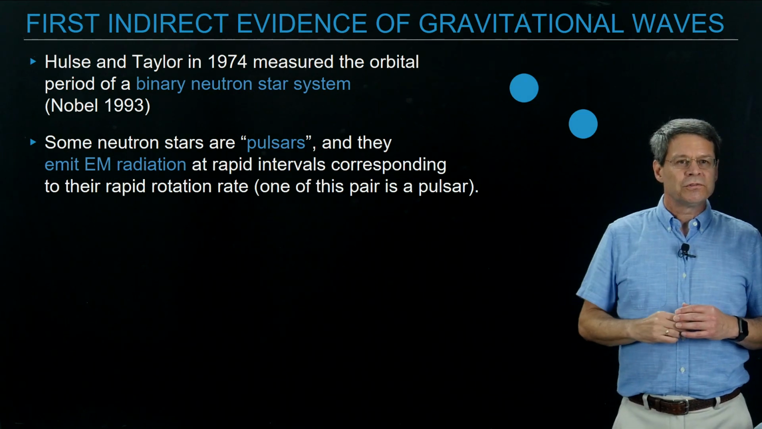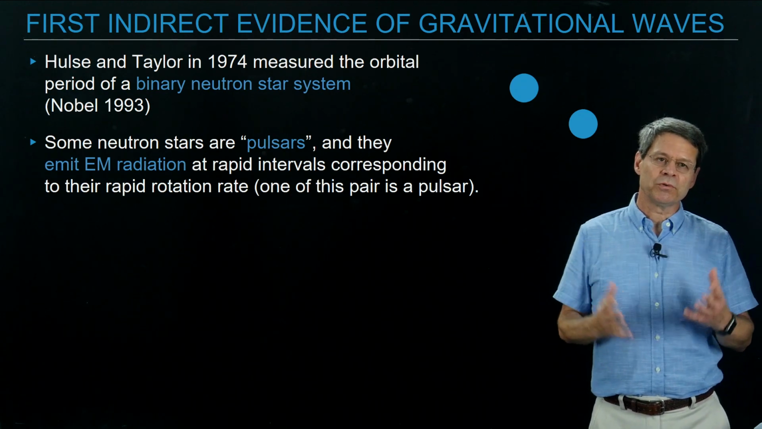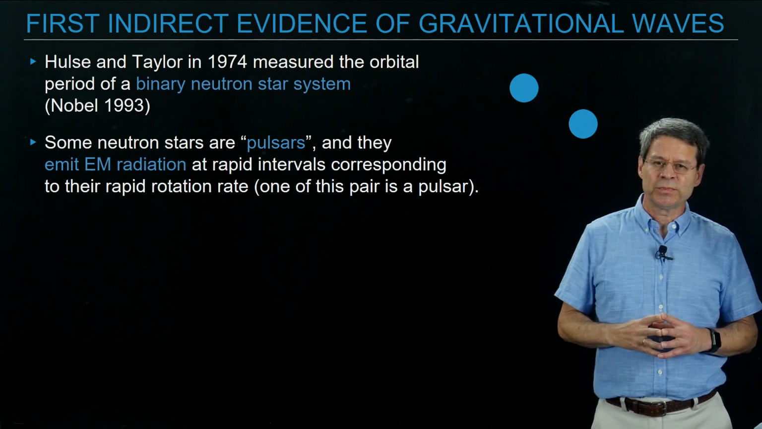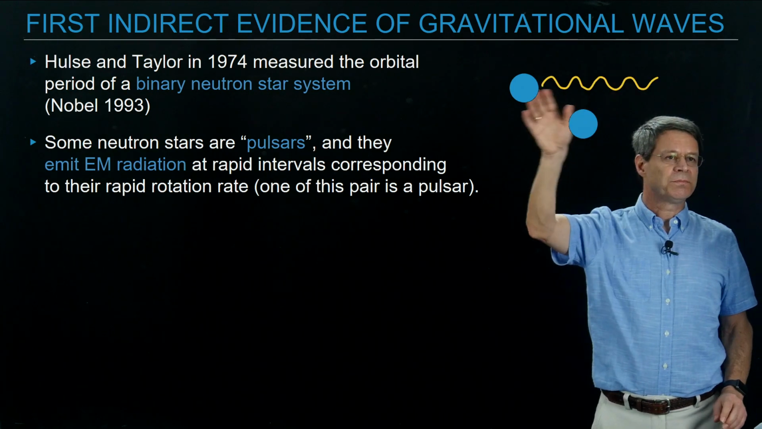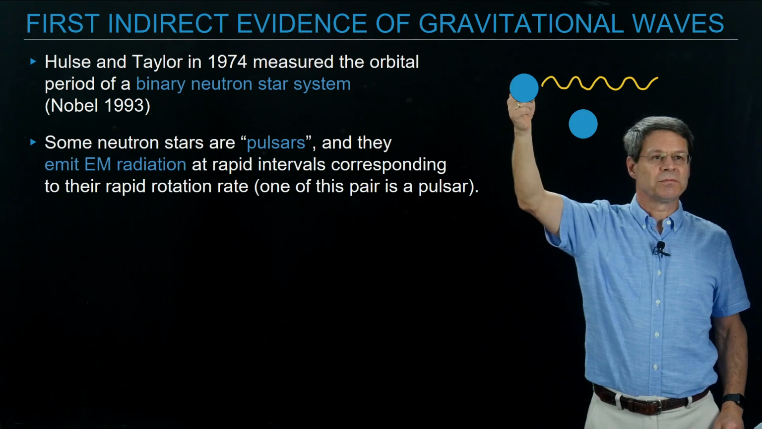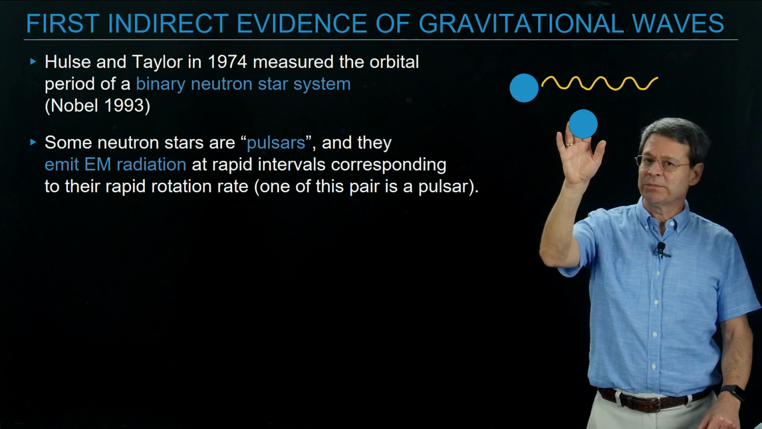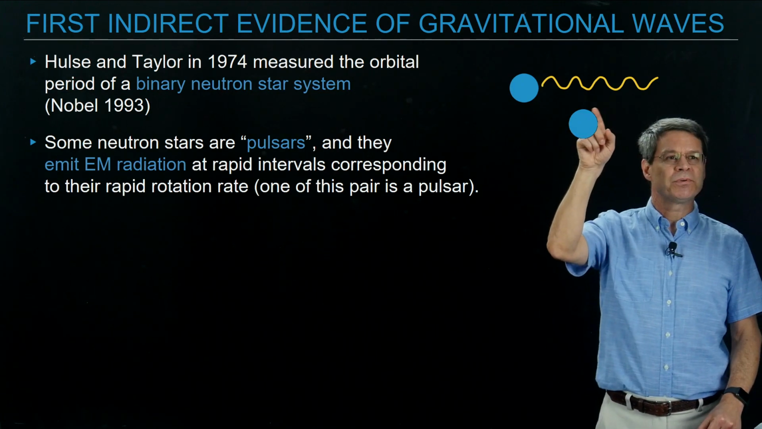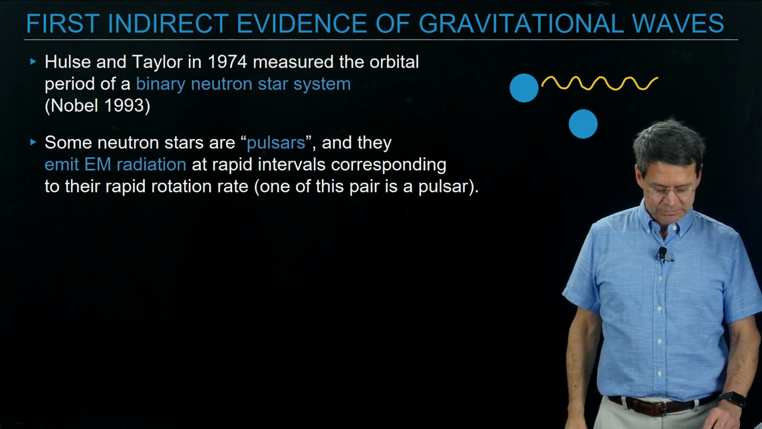So we're starting with a neutron star system here. And some neutron stars are so-called pulsars. That is, they emit electromagnetic radiation at rapid intervals corresponding to their rapid rotation rate. So one of these neutron stars is a pulsar in this system, meaning it is emitting electromagnetic waves that can be detected on Earth. The other one might be, but it's just not pointing toward Earth, so we don't know about the other one. But that means we have a probe of what's going on with this binary system as they orbit each other.